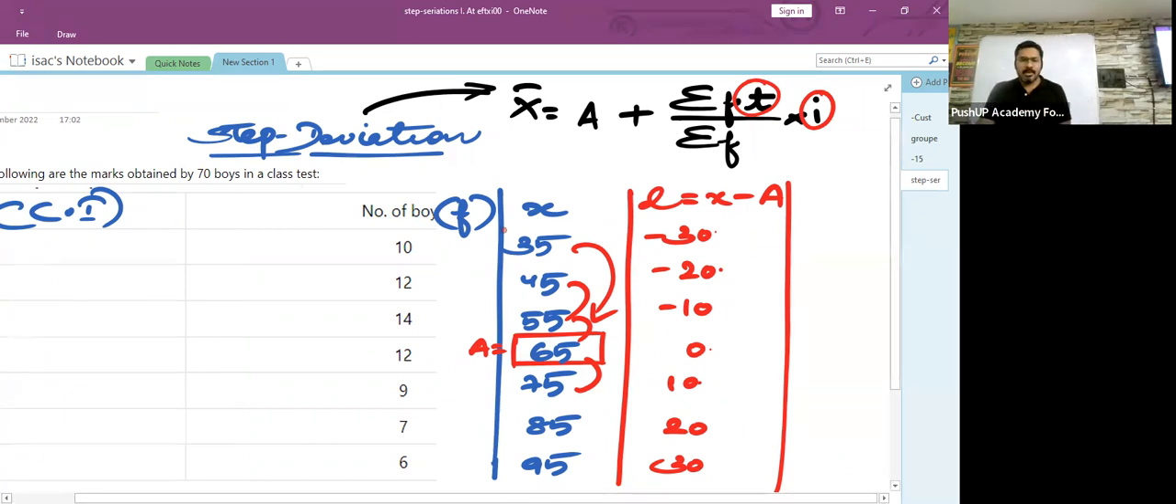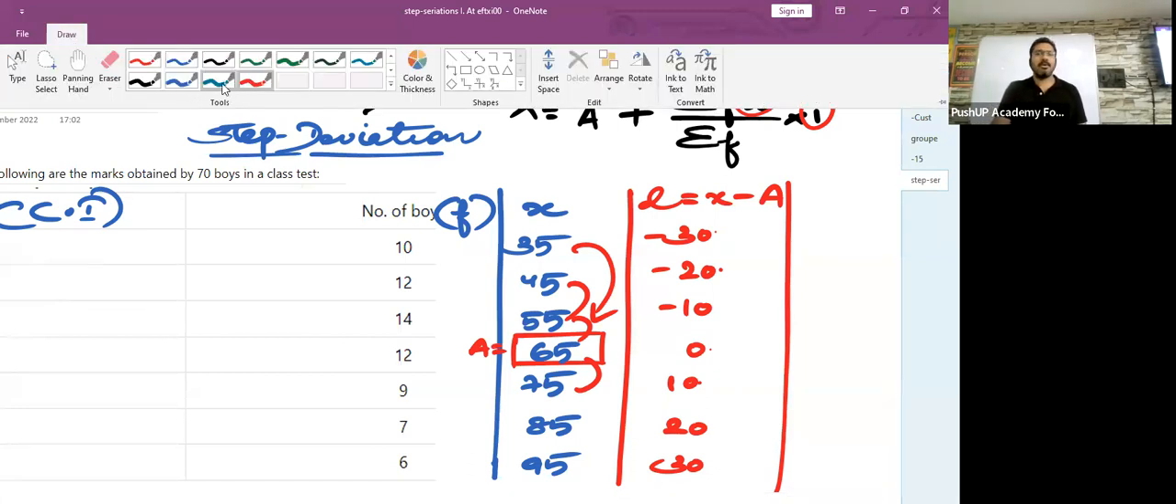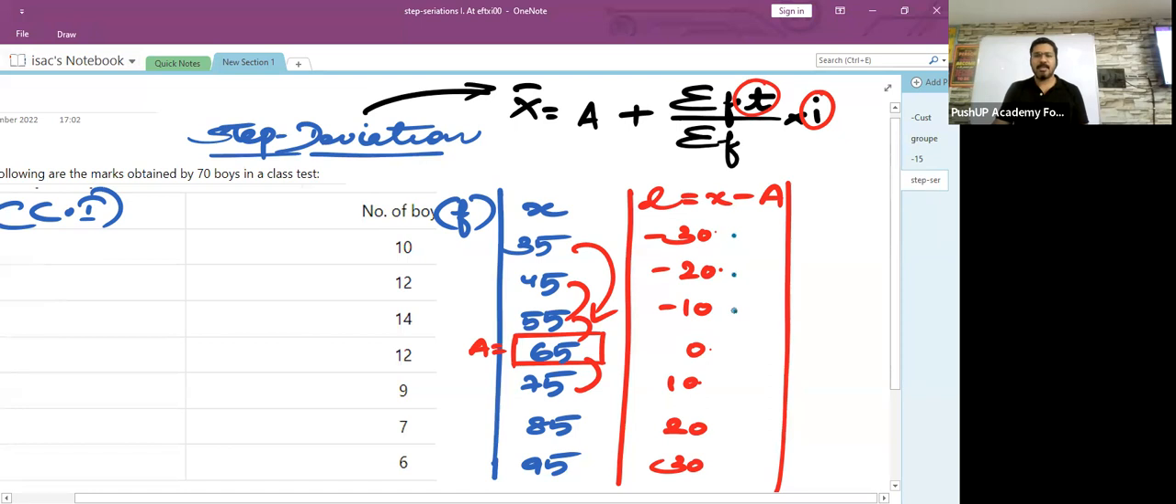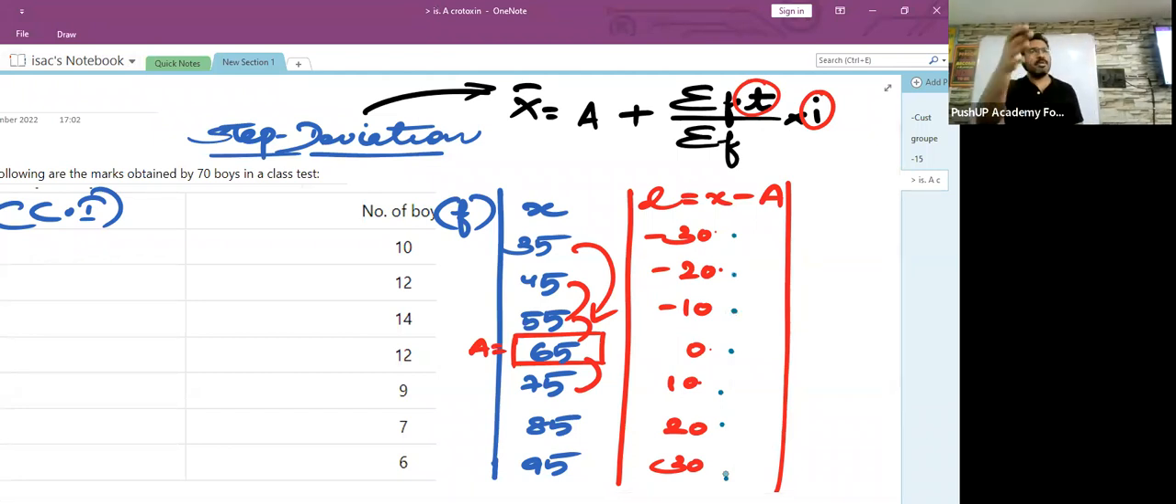Children, did you notice the values that you have got in the column of D? It is minus 30, minus 20, minus 10, 0, 10, 20, 30, isn't it? I am asking you to give me the highest integer, the biggest positive integer, which can divide all the values found in the column of D.